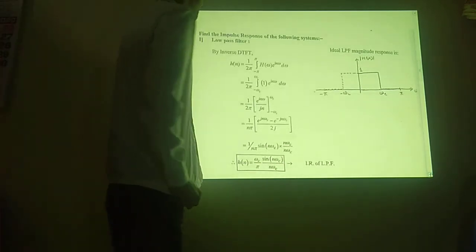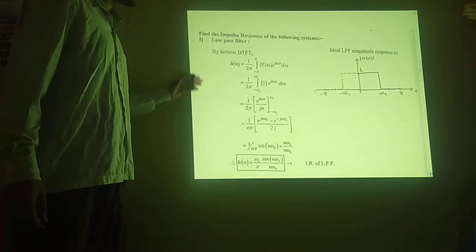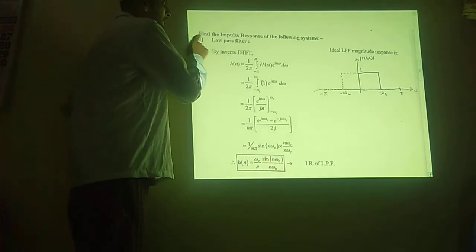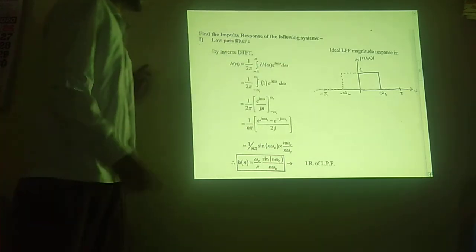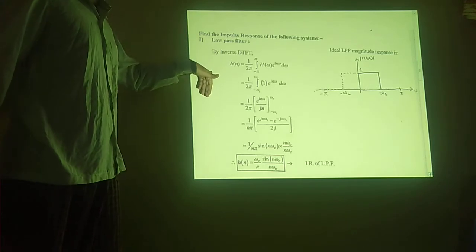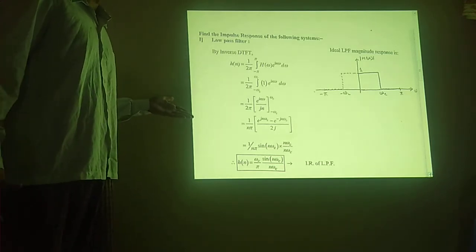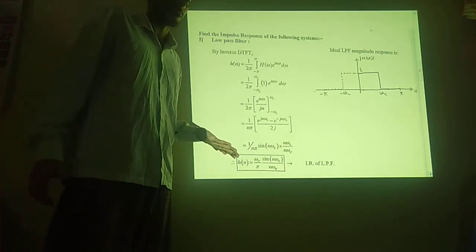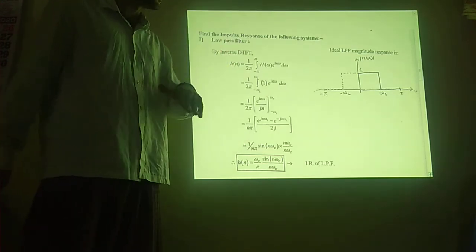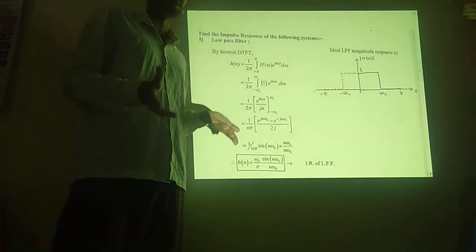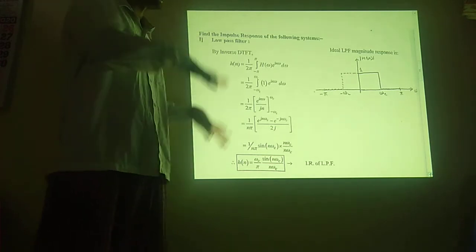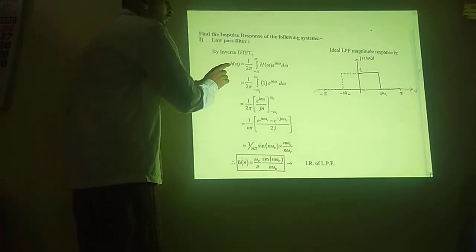So my first question today is on inverse DTFT: find the impulse response of the following system. Let me tell you that impulse response means h of n. If we take the z transform of the impulse response, it becomes h of z, which is nothing but the transfer function. So h of n means impulse response, and here we need to find h of n.